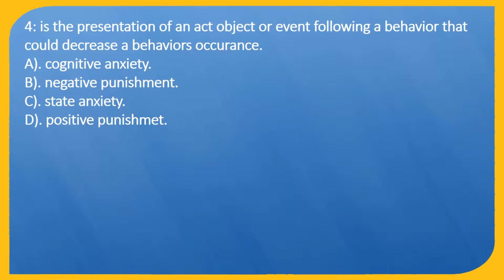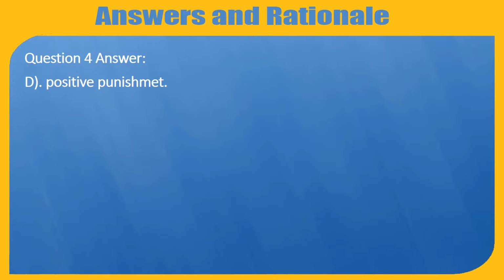Question 4: is the presentation of an act, object or event following a behavior that could decrease a behavior's occurrence? A. Cognitive anxiety. B. Negative punishment. C. State anxiety. D. Positive punishment. Question 4, answer D. Positive punishment.